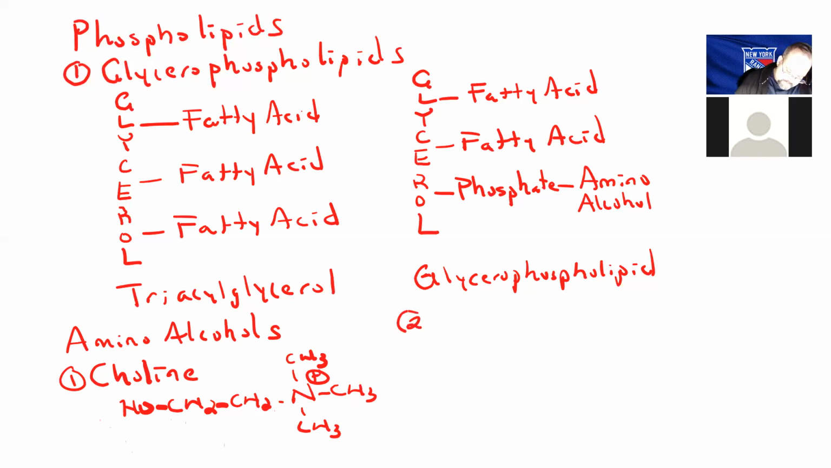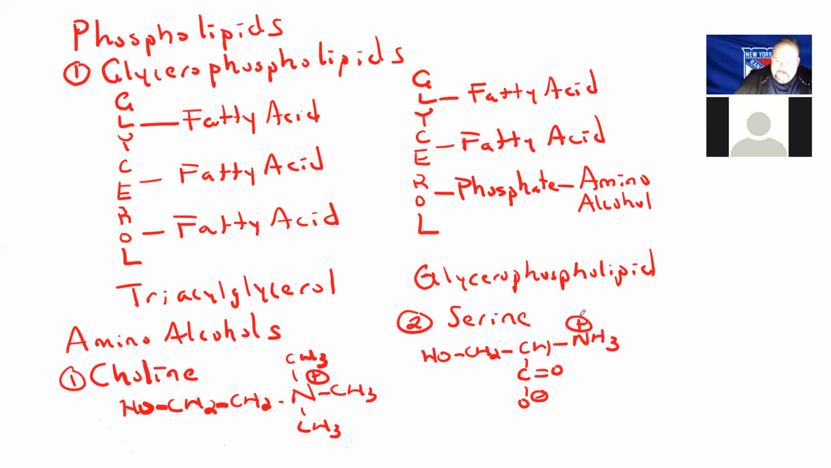The second one is a compound known as serine. Serine is not only an amino alcohol, serine is also an amino acid. We're going to talk about those in a little bit. So serine is not only an amino alcohol, it's also an amino acid.